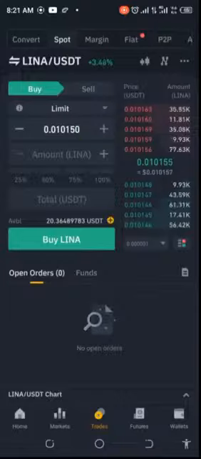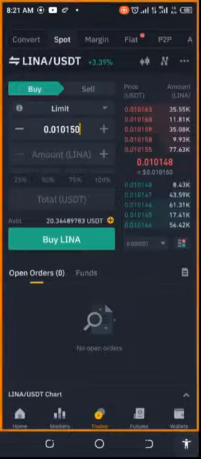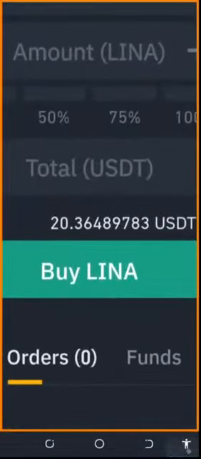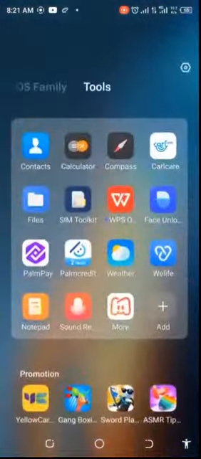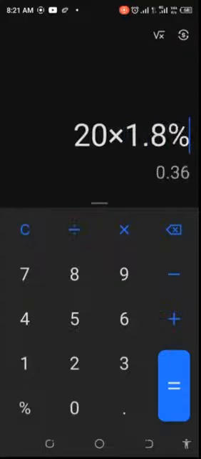Would we call it triangular arbitrage spot trading? Because we were trying to get this sold to BTC and BTC was looking at us like, I'm not ready for you. So let's go see how much we made and the profit percentage. That's 36 cents. Let us see. That's 20 times, I think that should be 1.8%. Yeah, that's it. So this is 1.8%.